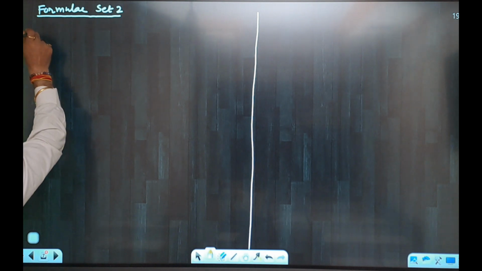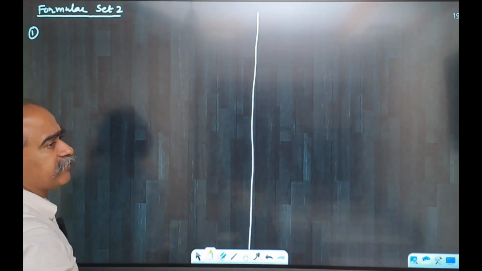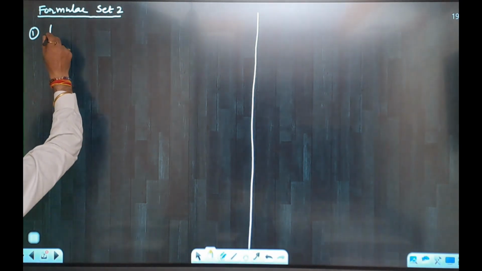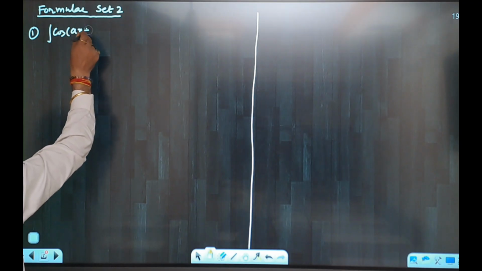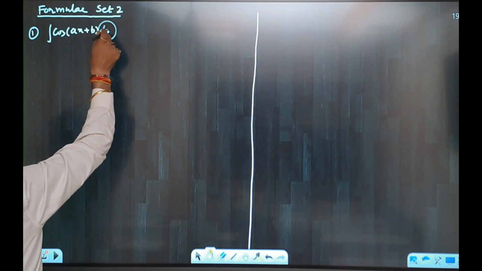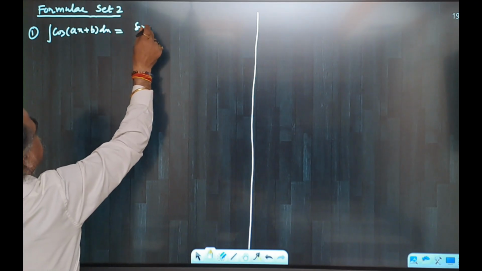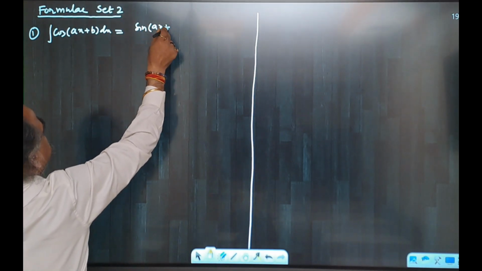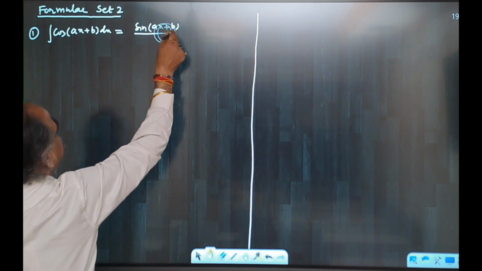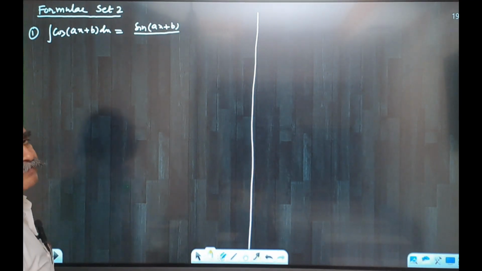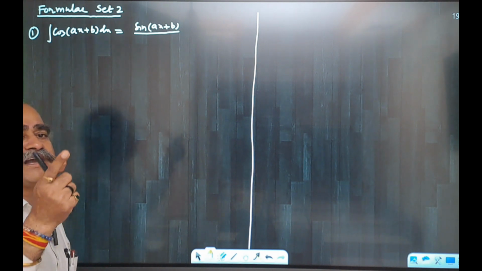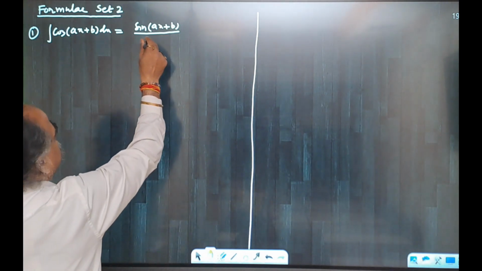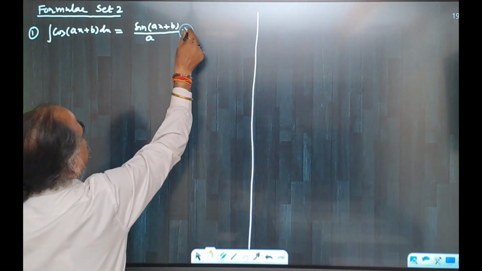In integration, if you see, first formula was integration of cos. So now instead of x, we'll write ax plus b. The integration of cos ax plus b will be what? Sin ax plus b. In case of derivative, we multiply derivative of ax plus b, which is a, and a is what? Coefficient of x. So that will get divided in case of integration upon a plus c.